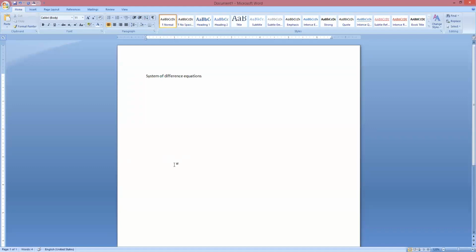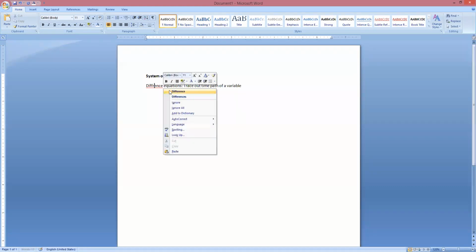Now, why do we use difference equations? Difference equations basically trace out the time path of a variable, right? So if you want to study how price levels are moving, we can frame a difference equation, and this will give me the starting price and how price moves over a period.